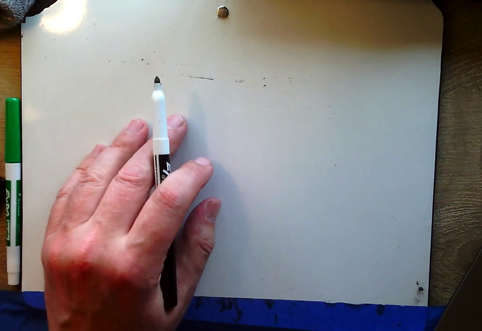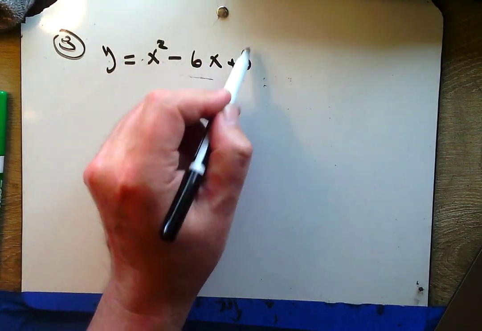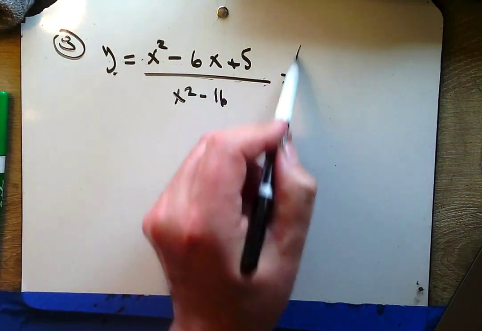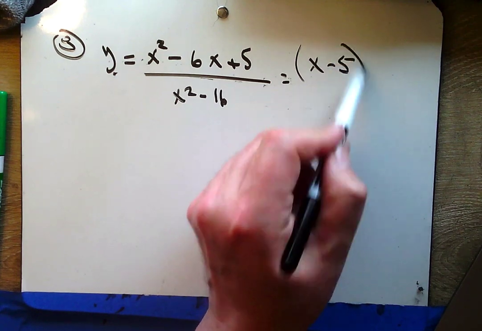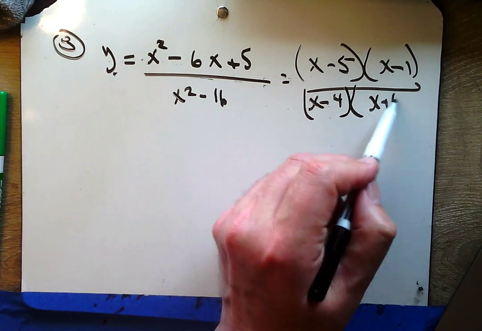Feel like we should do 1 or 2 more. How about this one? This is number 8. So 8 says y equals x squared minus 6x plus 5 over x squared minus 16. Well, we want to factor these. x minus 5, x minus 1, x minus 4, x plus 4.